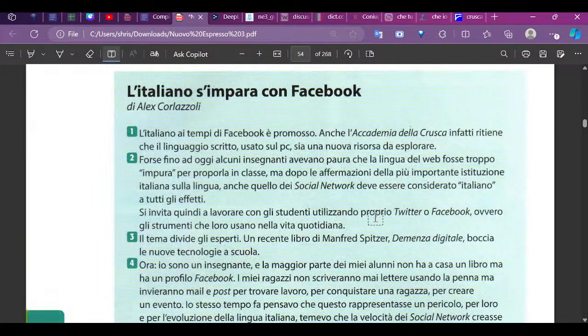Okay, so we come back here. L'italiano ai tempi di Facebook è promosso. Anche l'Accademia della Crusca. Yeah, now I know, because it's so important to make mistakes. Make as many mistakes as you can. Just have those mistakes be corrected, because otherwise, well, it's pointless. But if you make a mistake and you correct it, that's the cycle, and that helps with learning.